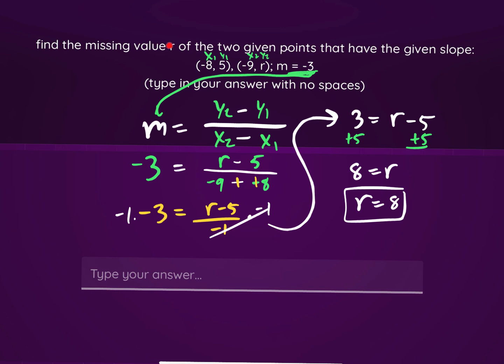So find the missing value of r. Type in your answer without spaces between your terms. So right here, you're going to type in r. Don't hit spacebar, just equals 8. Okay. And I think also if you just type in 8, the missing value, I think it'll also give you full credit. You guys good? So there will be questions like this in the next test.